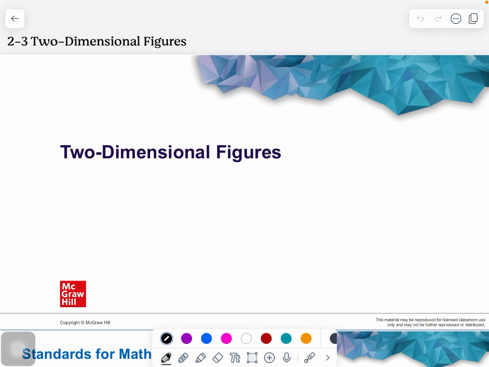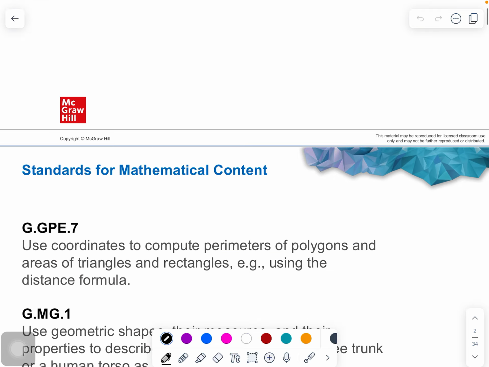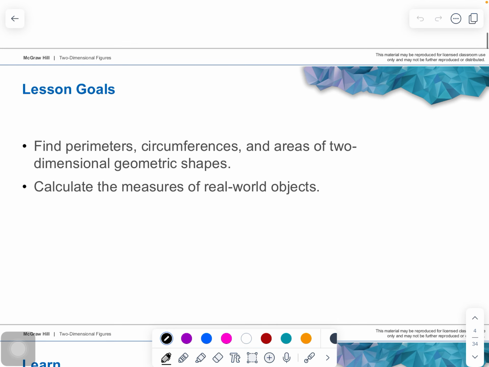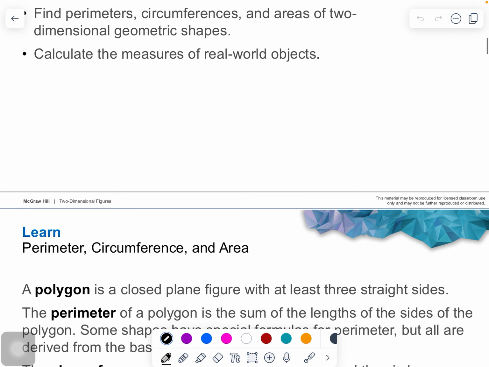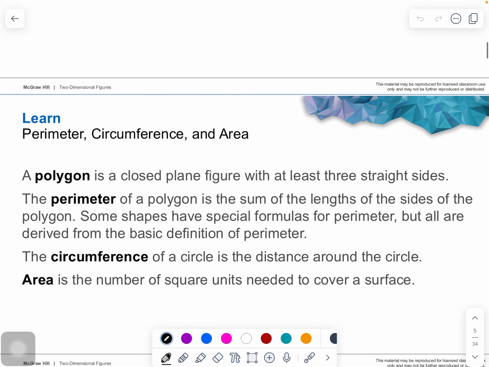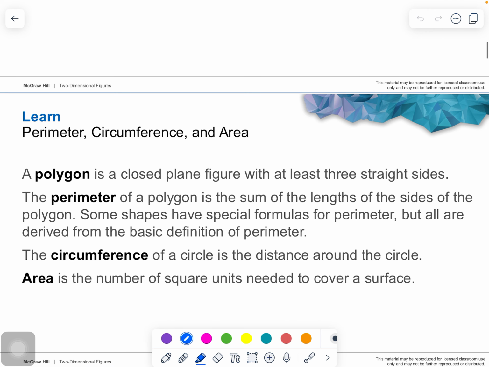All right, we're doing 2-3 two-dimensional figures, and we are going to be learning about perimeters, circumferences, and areas, probably something you have done possibly in the past, so we're just going to be brushing up and calculating the measures of real-world objects. So, looking at your notes, we'll be filling in some blanks here and then doing some practice. So, I'm going to highlight some of those fill in the blanks.